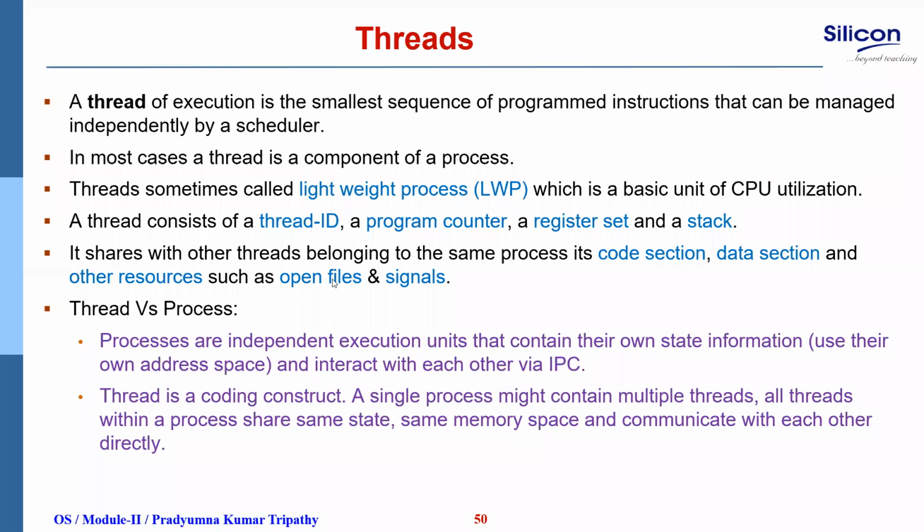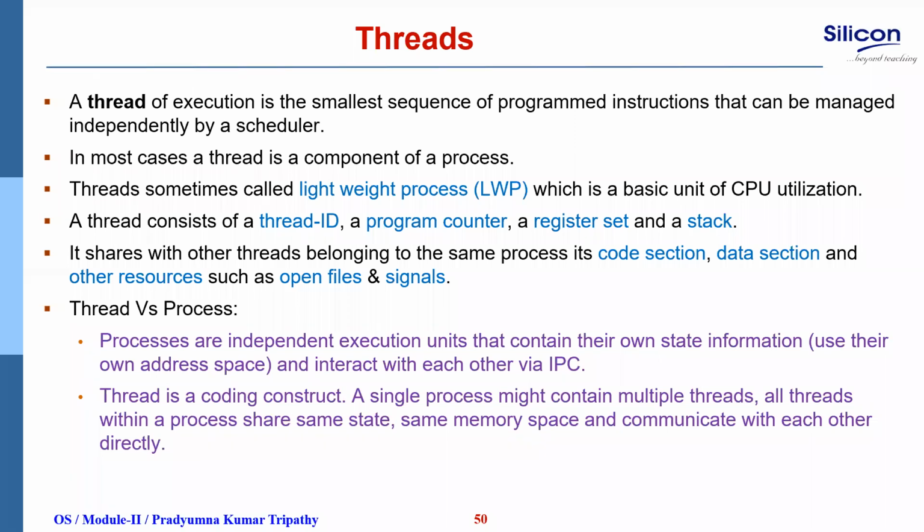So it shares with other threads belonging to the same process. What it says is that they share the code section, data section, other resources, open files and signals. These are being shared. Which are being shared? The code section, data section, resources, open files and signals. And what is not shared? Not shared are the thread ID, program counter, register set and stack. Is it understood?